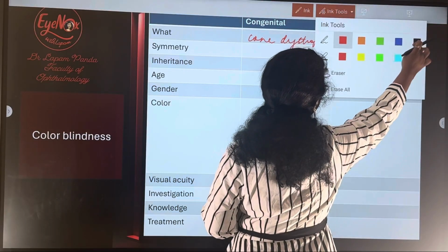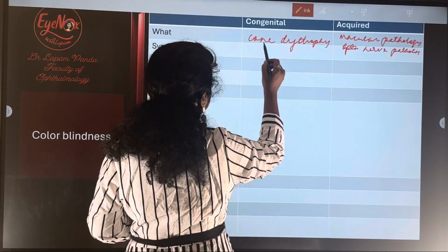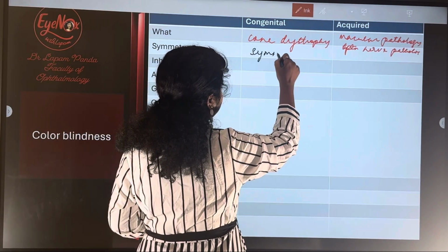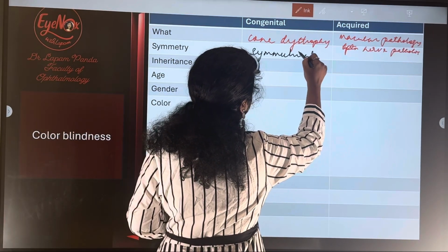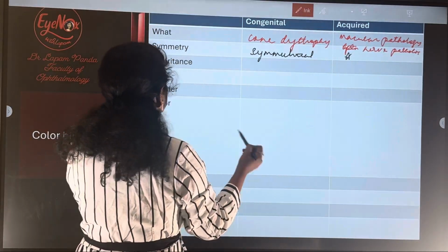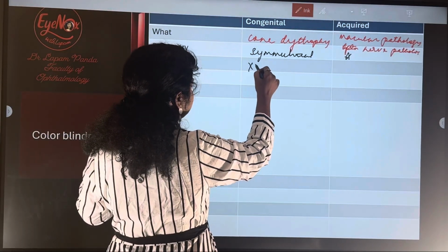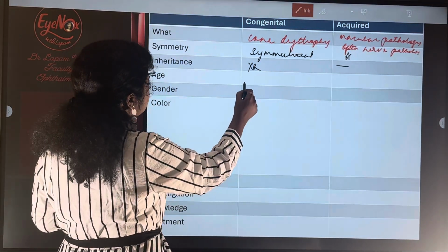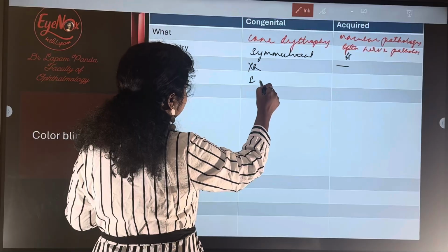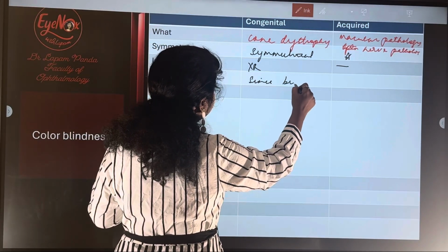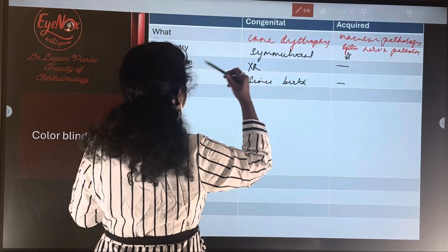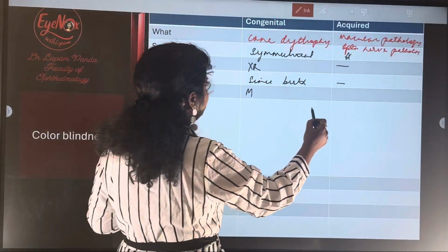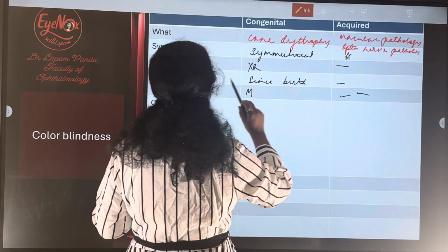Now when we talk about symmetry, congenital is symmetrical. Usually it is present in both eyes, whereas acquired is asymmetrical. Inheritance: congenital is X-linked recessive, while acquired usually doesn't have any inheritance pattern. Age: congenital is usually since birth, and acquired can happen at any age. Congenital is more common in males, and acquired can be seen in both genders equally.